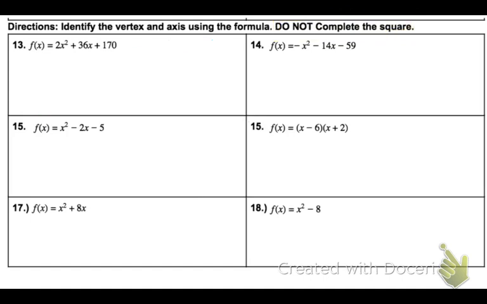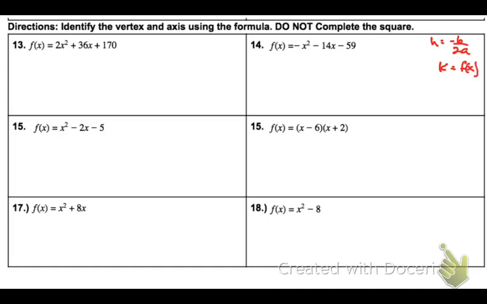So now I'm going to go ahead and help you get started on 14. Sorry, I erased it. I didn't mean to erase that. I'm not going to do 14 completely. I'm just going to help you get started on it. So remember, your formula is -b over 2a, and then your k is your f of x.